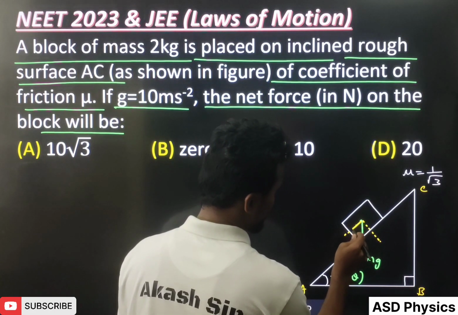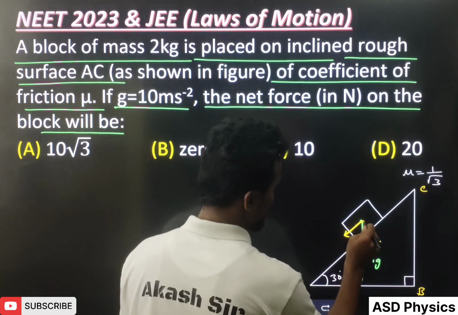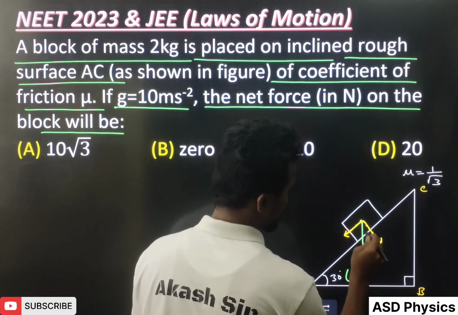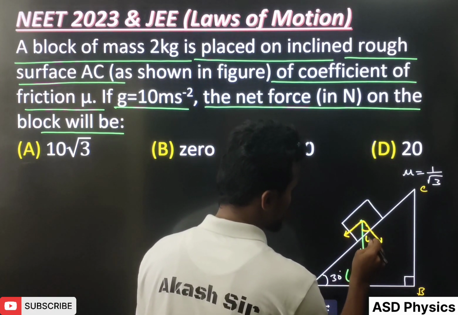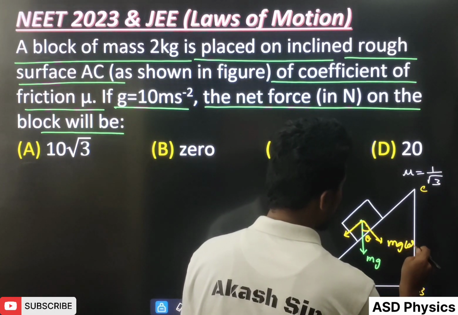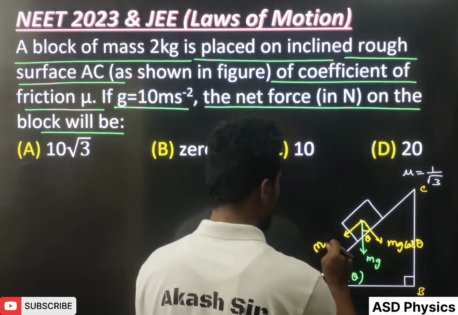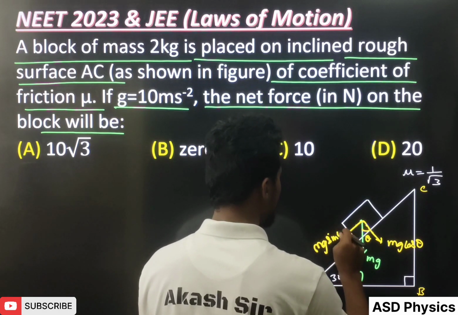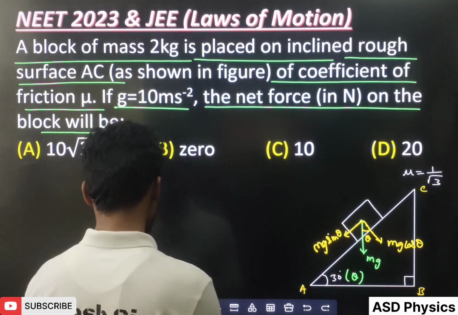So here this will have one component and this side also one component will be there. Now you know very well, if this angle is theta, this angle will also be theta. So this side component will be mg cos theta, and this side component will be mg sin theta. Very basic.